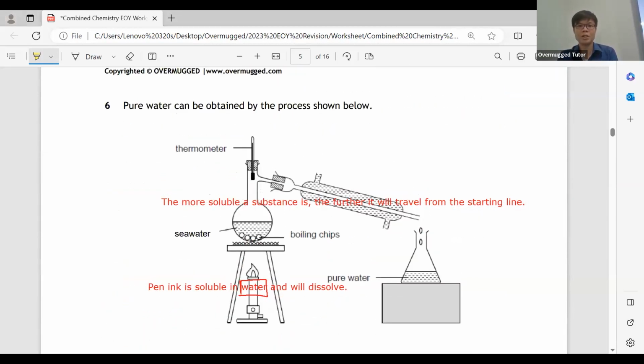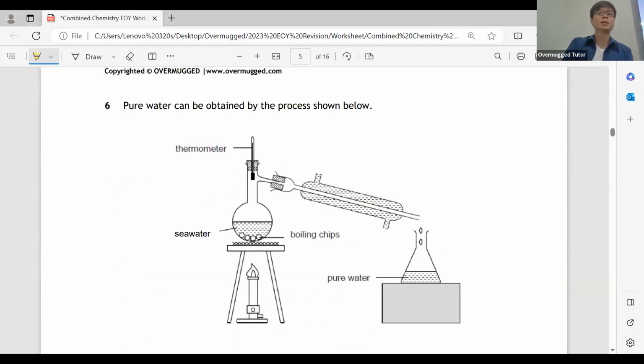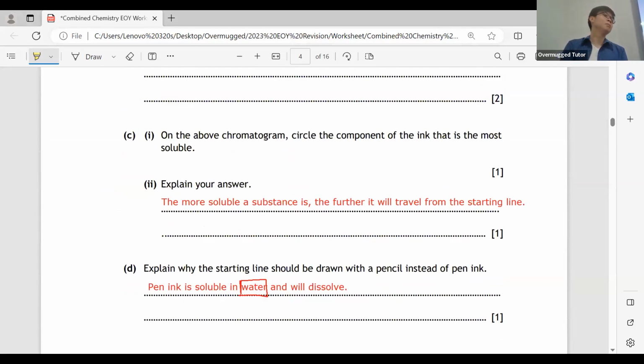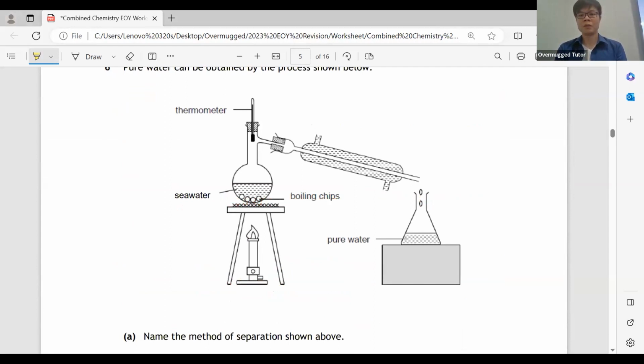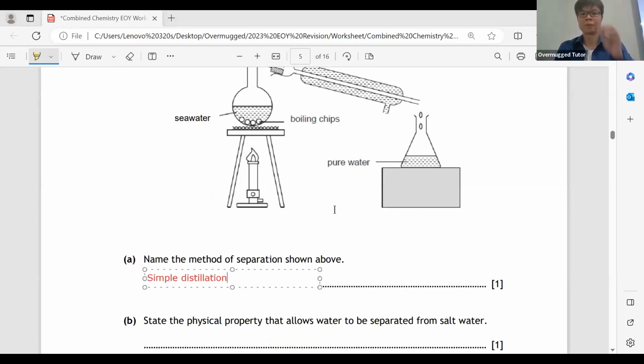Okay, and distillation. Name the method of separation above. This is simple distillation. Okay, question is when to use what? Simple distillation usually we use for seawater or salt water.